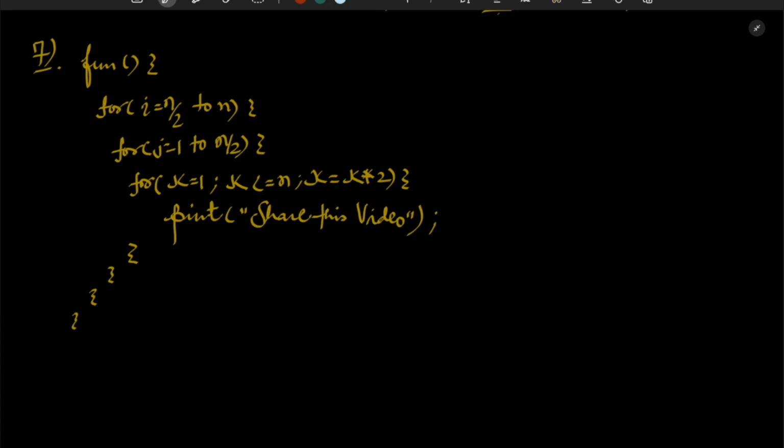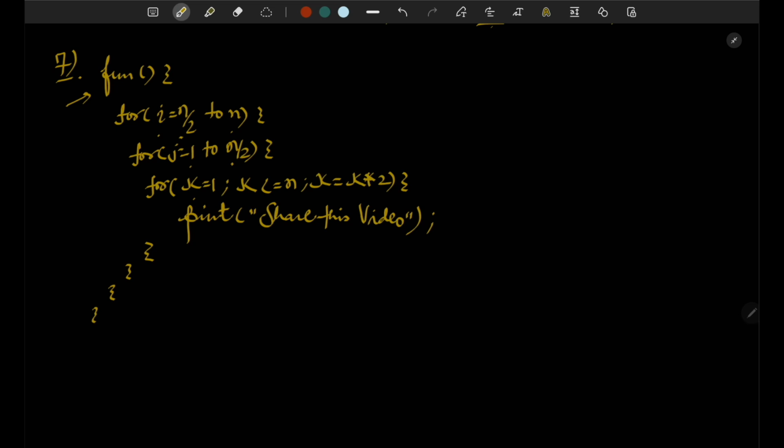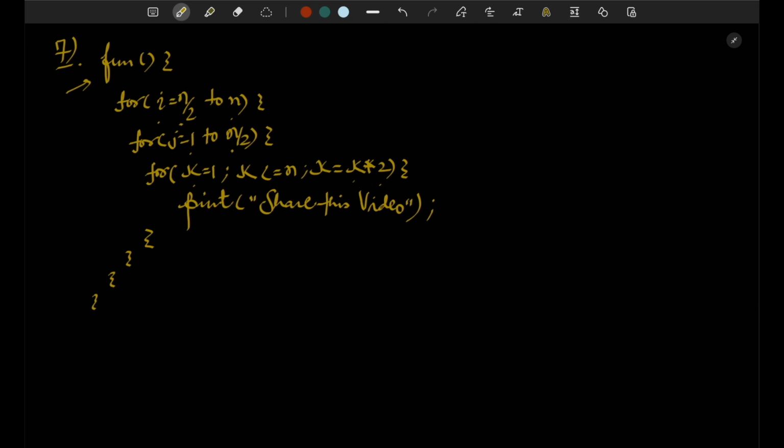So let's analyze this question now, and what we have here is a method named fun, and we have 3 loops. The first loop is going to run for n by 2 times, that is i from n by 2 to n. The second loop is going to run from j as 1 to n by 2, that is again n by 2 times. And the innermost loop is going to run for k as 1 till k is less than or equal to n, and the step in which this is going to increment is multiplied by 2 every time, right? So before we move ahead in the video and analyze the running time complexity, I want to bring your focus to one observation.